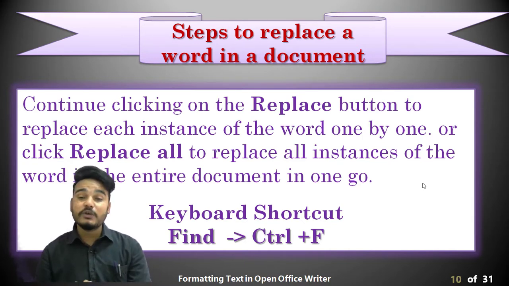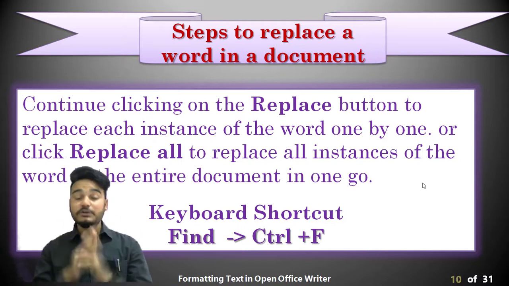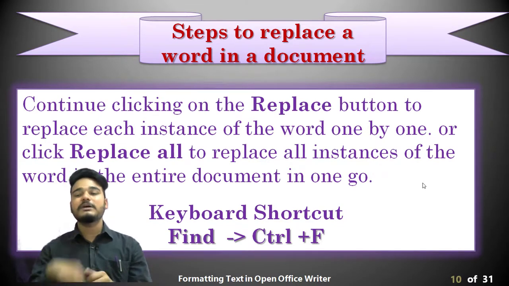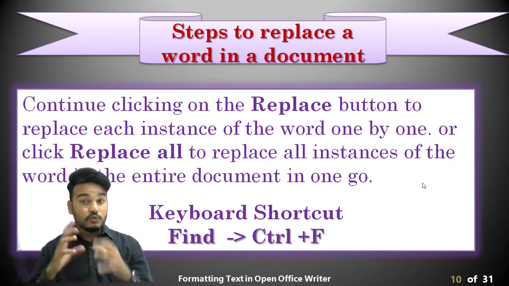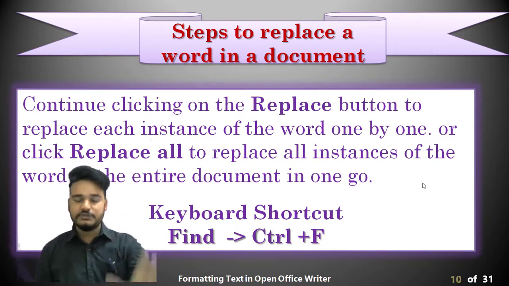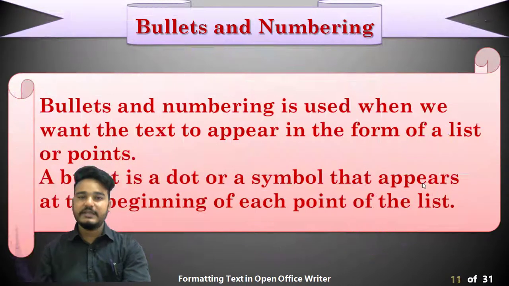Now if finding that binocular is quite hard for you, we have a keyboard shortcut also. And what is the shortcut? Control plus F. CTRL means control key. We have two control keys on our keyboard, that control key plus F. F means find. Understood? So we have learnt how to find and replace text, a particular word or a particular phrase. Got it? Let's go to the next topic.